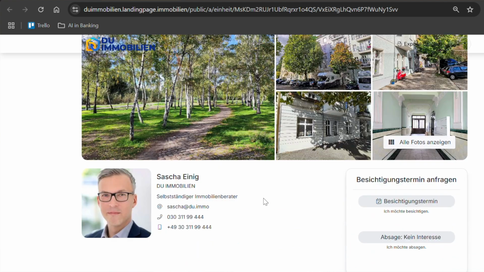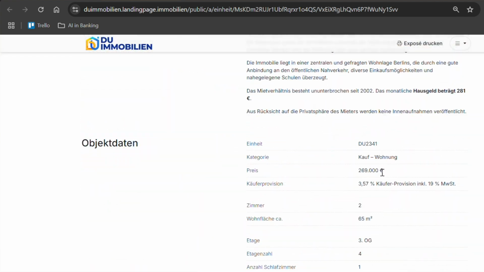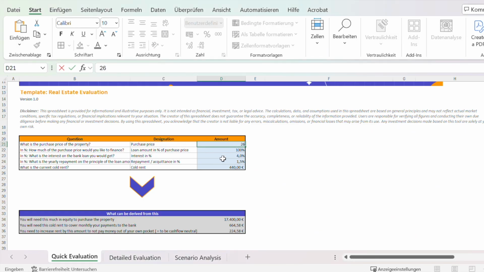So we said this costs us 269,000 euros. So let's type that in. We would like to finance 100% of the purchase price, right? That's usually the case here in Germany. You finance the 100%, and then in addition you pay roughly 10% of the purchase price to cover the closing costs or the side costs, such as the notary, transfer tax, the broker fee, and so on. So let's stick to 100% here.